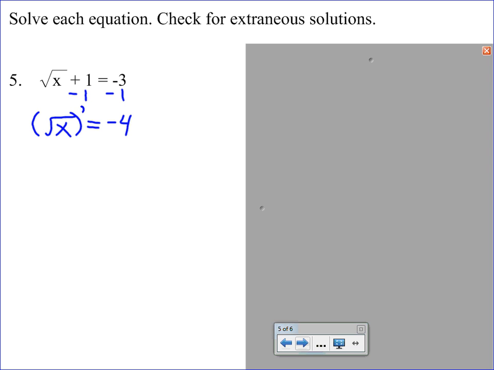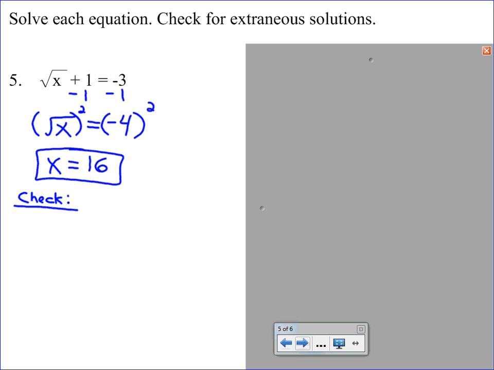Now the radical is by itself, so we're going to square both sides. Real important thing here, that's -4. Make sure that if you're typing that in your calculator that you put it in exactly as we have it written here. It has to be in that parentheses. When we do square -4, we get a positive 16. Okay, again, we do have to check.